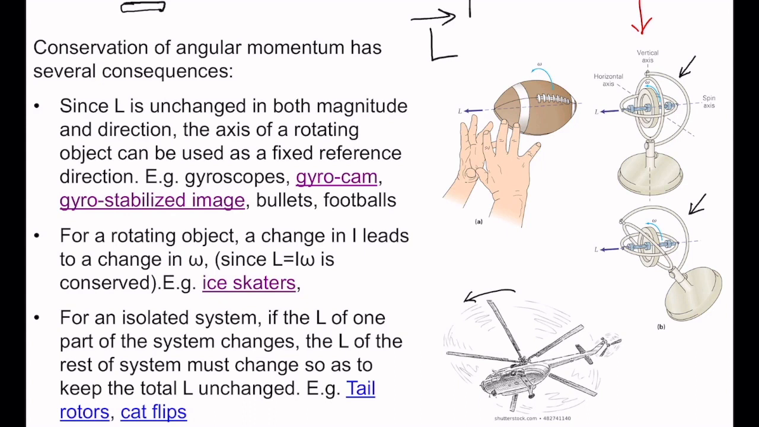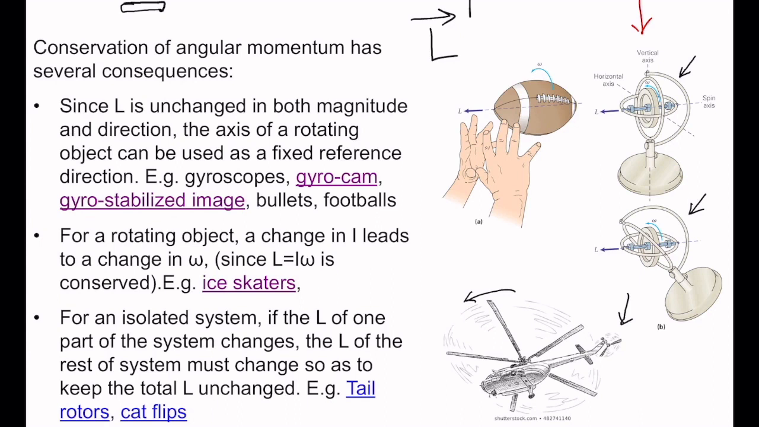So if the blades of a helicopter start rotating in one direction, conservation of angular momentum would make the body of the helicopter rotate in the opposite direction. That would be a problem, obviously, because you don't want the body of the helicopter to rotate while the helicopter is flying. So that is prevented by using a tail rotor, and that is the reason that helicopters have tail rotors. The tail rotor exerts a torque which prevents the body of the helicopter from rotating in the opposite direction.